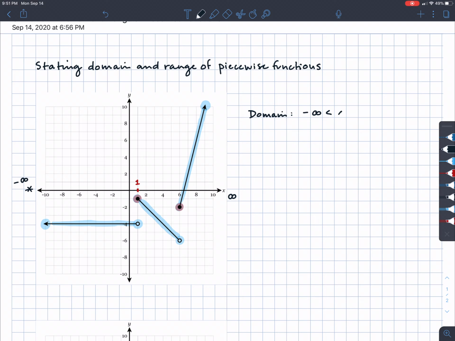we can say that our domain goes from negative infinity less than x less than positive infinity. That's our inequality notation. If I wanted to write this using interval notation, we would put a parenthesis, because this is a less than symbol, parenthesis, negative infinity to positive infinity, and another parenthesis.